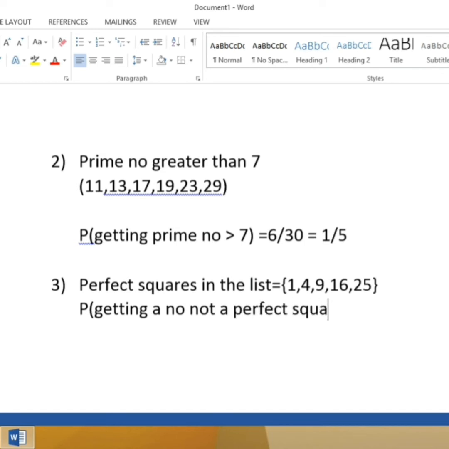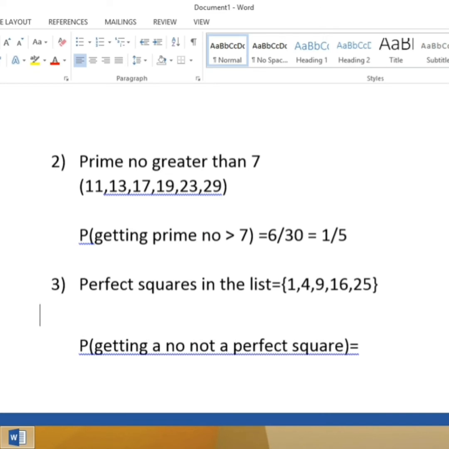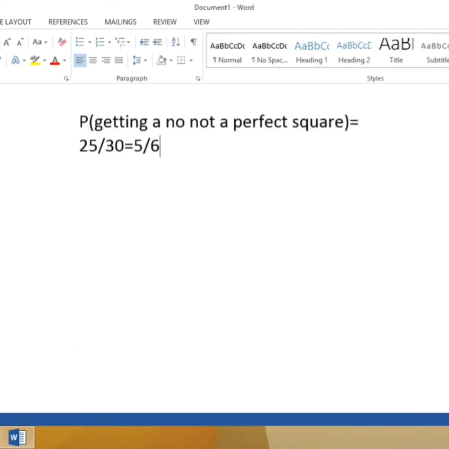So we are going to see the probability of getting not a perfect square. By subtracting the perfect squares from the total, we get this value. So 30 minus 5 is equal to 25 numbers. So the remaining 25 numbers are not perfect squares. So the probability of getting not a perfect square is 25 by 30. If you want the probability of a perfect square, it's going to be 5 by 30, the other way. Simplifying this, we get 5 by 6.